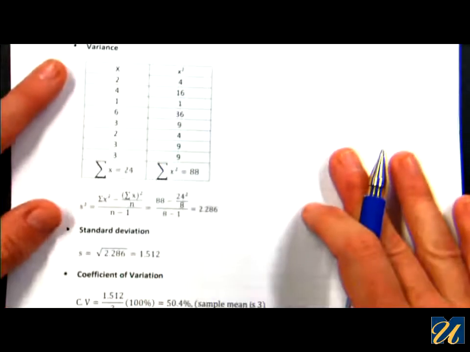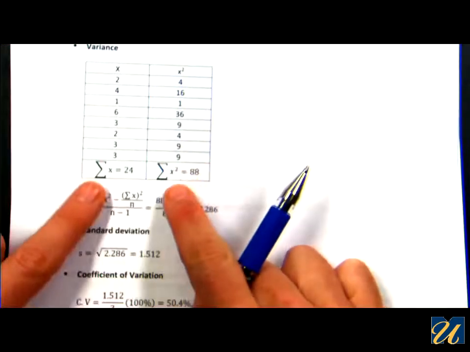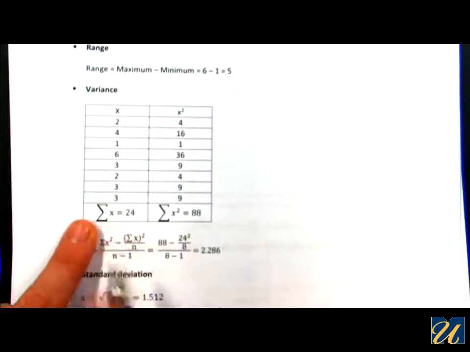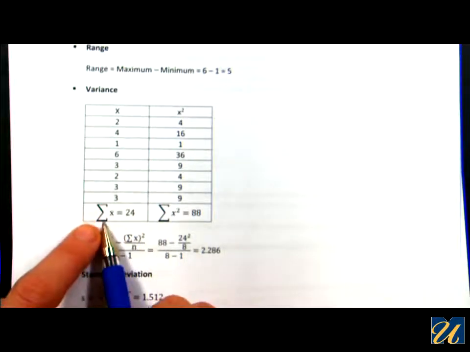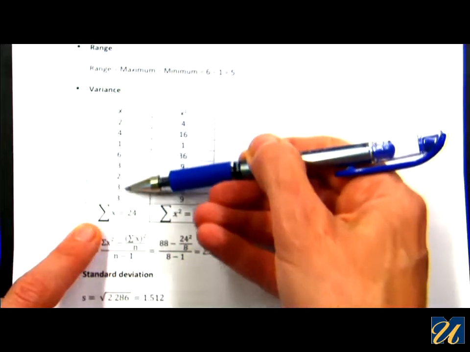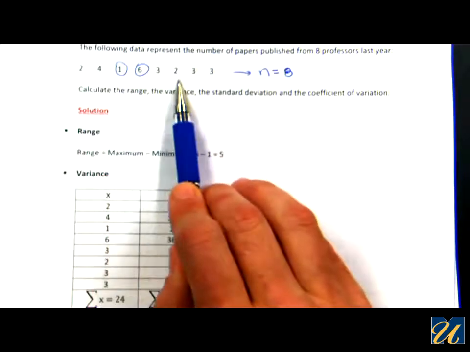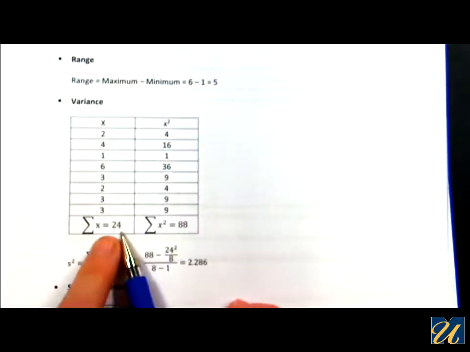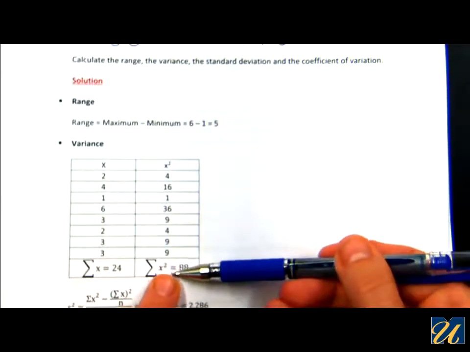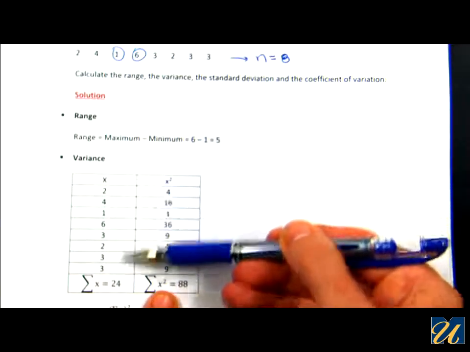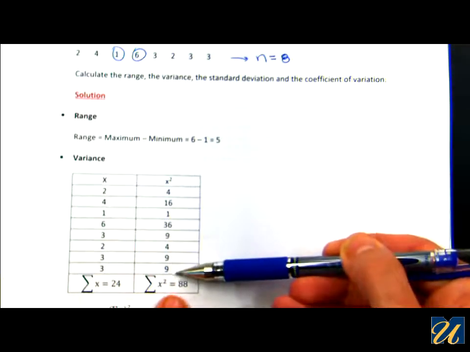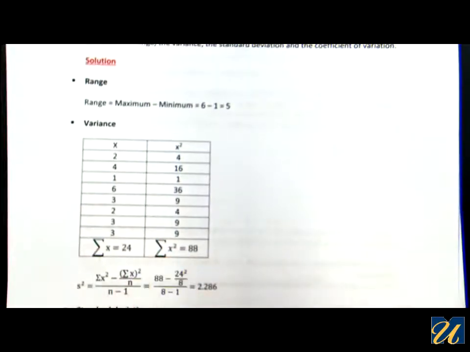Now, to find the variance, we start off by calculating the sum of all the entries. Keep in mind, this is the capital case sigma in the Greek alphabet. Whenever you see this symbol, it means the summation of whatever follows it. The sum of x means that you simply take all the entries that you have in your data set and you add them. If we do so, this will be 24. The sum of the square entries, you take each one, you square it, and then you add it. The sum of the square entries in this case will be 88.